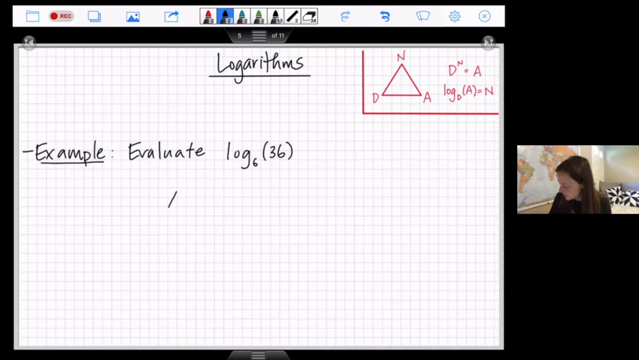So I'm going to draw my triangle of power. And I know that the 6, the base, goes on the bottom left. The argument of the logarithm goes on the right. So we're looking for the log, which is the exponent. What is the exponent that you have to put on a 6 to get 36? We have to square it. So this logarithm is equal to 2.